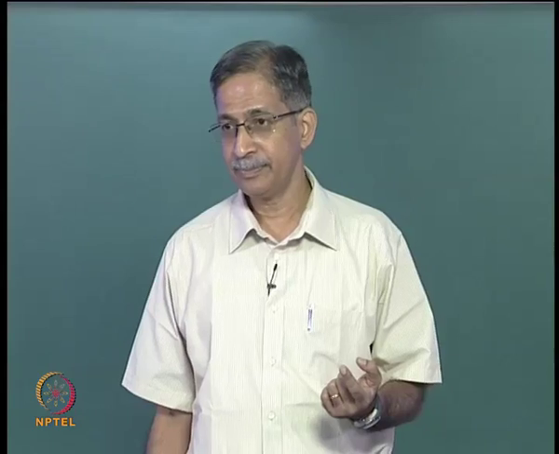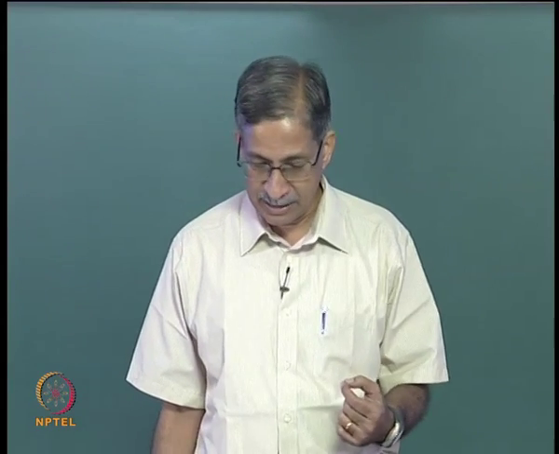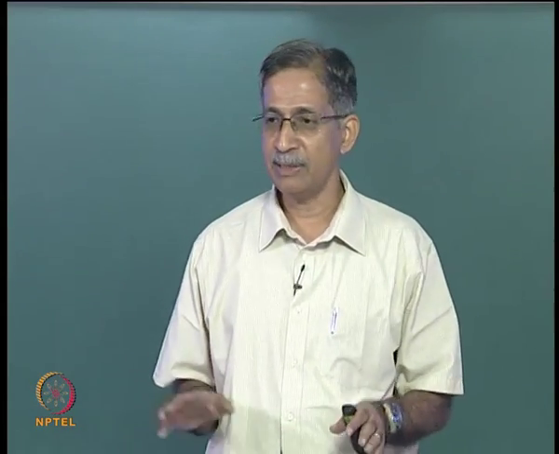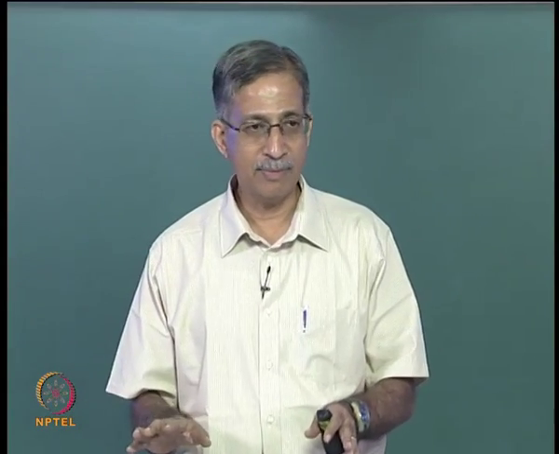We are also told that there is an initial displacement. Bar 4 is short by 2.5 millimeters, which can be written as -0.0025 meter, and that vector we refer to as the initial displacement vector at the element level. Is that clear? The symbol is D star initial, and D1 star is 0, but only D4 star is non-zero, it is -0.0025. So you must be able to write down the input data in terms of the notations that we have developed for the matrix method. Is this clear?